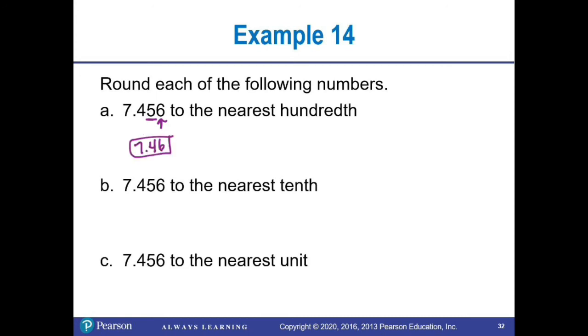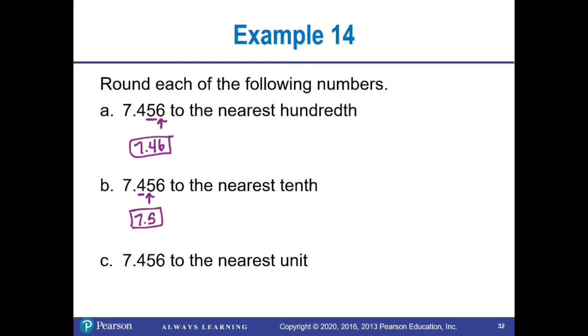Now look at part B. We have 7.456 again, but this time we want to round to the nearest tenth. The 4 is in the tenths place. I look to the right of that. That number is 5 or greater, and so the 4 goes up to 5, and this number rounds to 7.5.